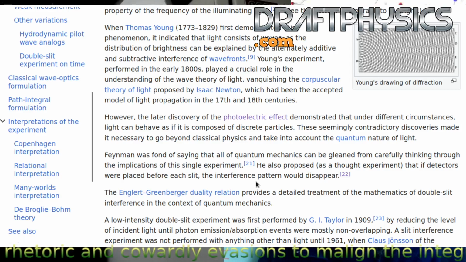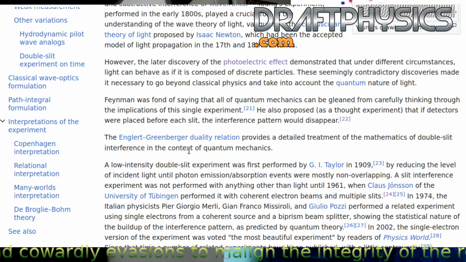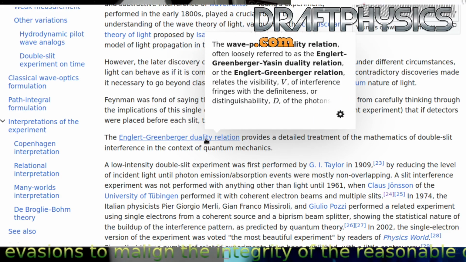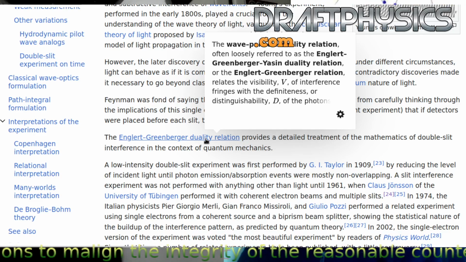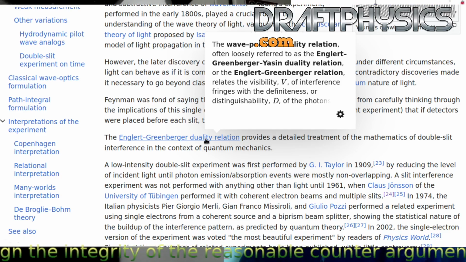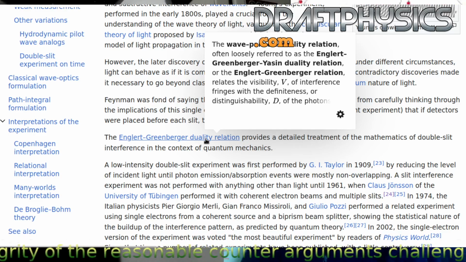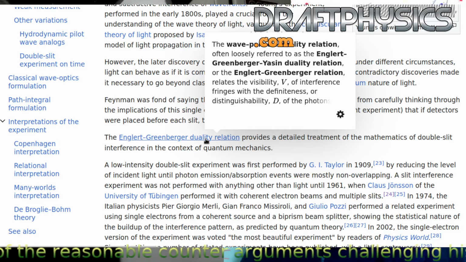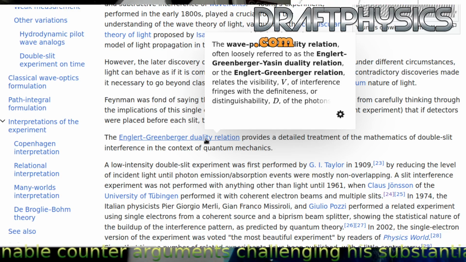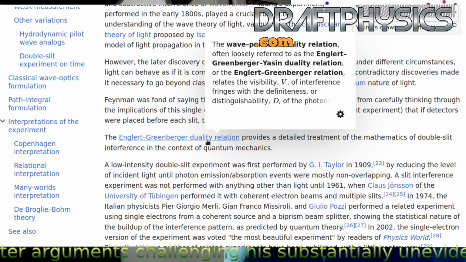All right. So here we have some other complex experiment, no doubt. The Englert-Greenberger duality relation. Oh, come on. What could that possibly be? Wave-particle duality relation, often loosely referred to as, oh, that's a loose reference, the Englert-Greenberger-Yasin duality relation, or who cares what it's called? Just get to what it is. Relates the visibility V of the interference fringes with the distinguishability D. I mean, what a pile of crap, right?